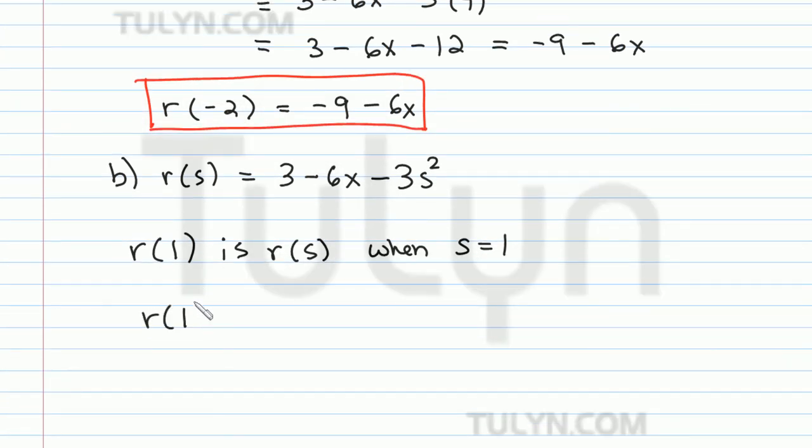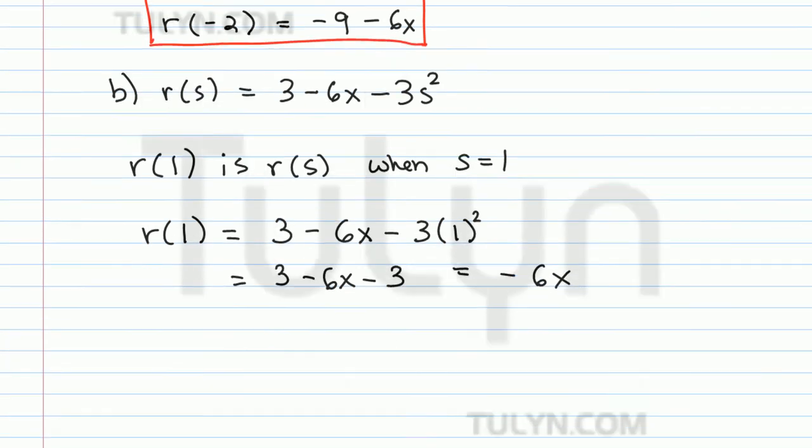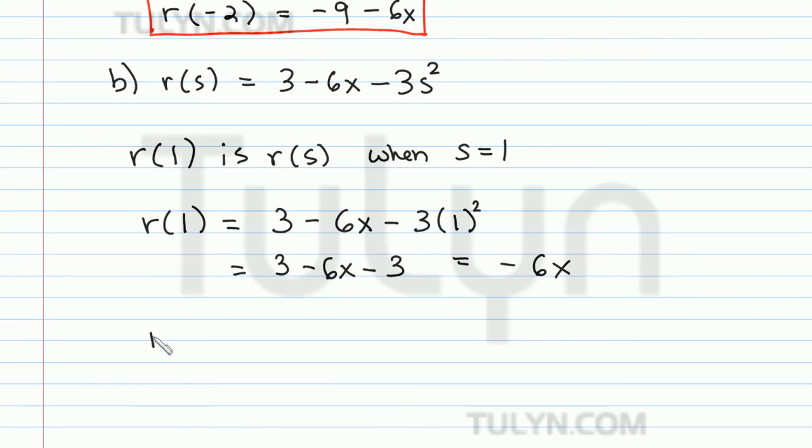So r of 1 is equal to 3 minus 6x minus 3 times 1 squared. So simplifying, this is 3 minus 6x minus 3 times 1 squared, which is just 3 times 1, which is just 3. And then finally, you can combine 3 and negative 3 to give you 0. So what's left over is the minus 6x that we can't do anything with, right? So finally, we can write our answer as r of 1 is equal to negative 6x.